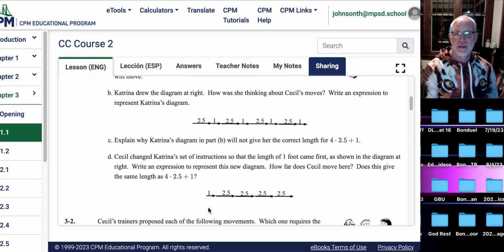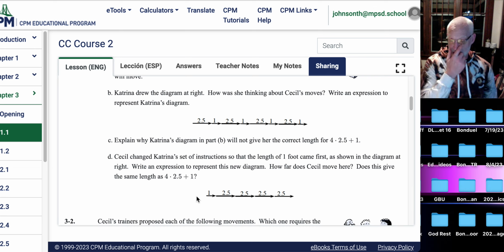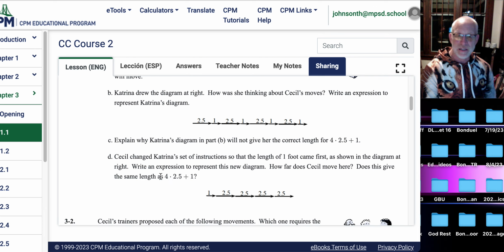And then Cecil changed Katrina's set of instructions so that the length of 1 foot came first, as shown here in the diagram. Write an expression to represent this diagram. How far does Cecil move? Does this give him the same length as 4 groups of 2.5 plus 1?